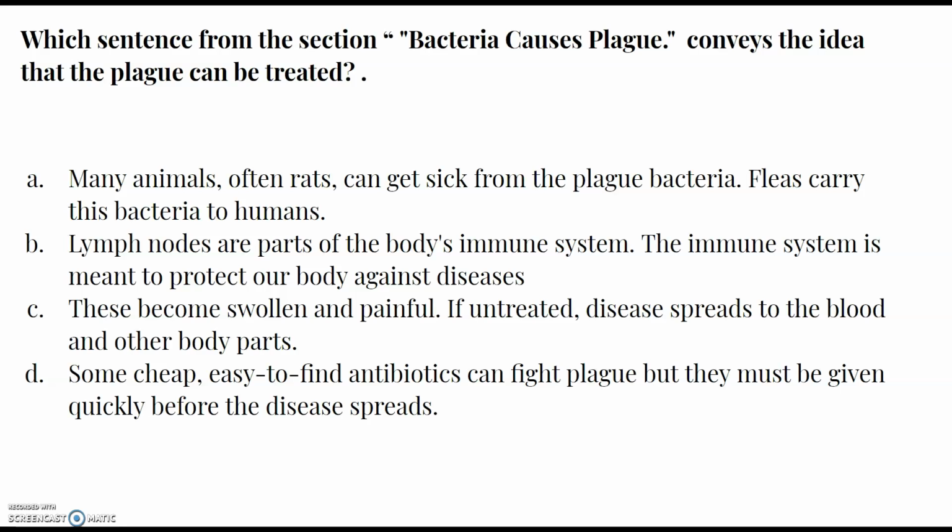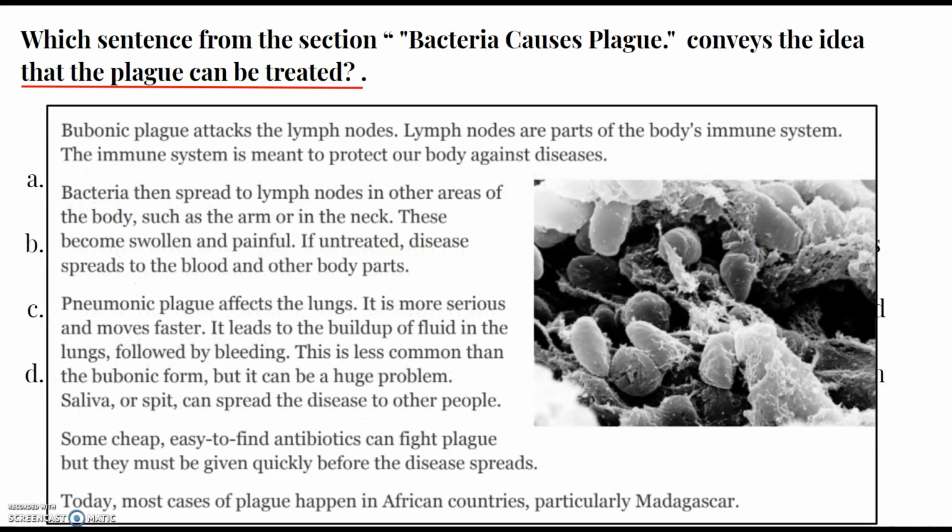I also see that I'm going to have to pick a sentence from the section. So I'm already finding evidence to back up the claim, which is that the plague can be treated. I'm now going to go back to the text to reread it and see which evidence can show me that the plague can be treated. I'm going to have you pause the video and read this. I want you to identify a sentence that shows that the plague can be treated. To treat something means, like, if I have strep throat, I could take medicine to treat my symptoms and cure me.